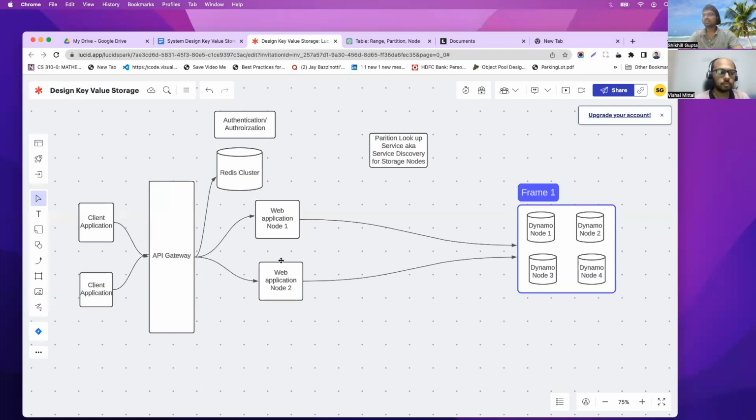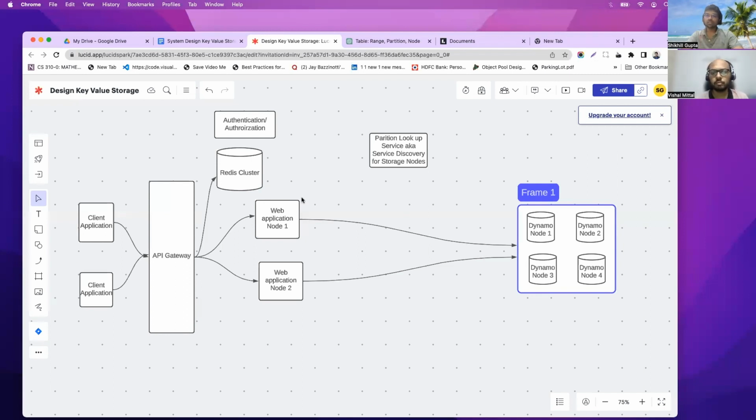Web applications are the stateless nodes. So for any request, if it doesn't find the key in the Redis cluster, let's say for a given key I want to find a value, it will forward it to one of the web application nodes, and that web application node will make a call to the database node, right?